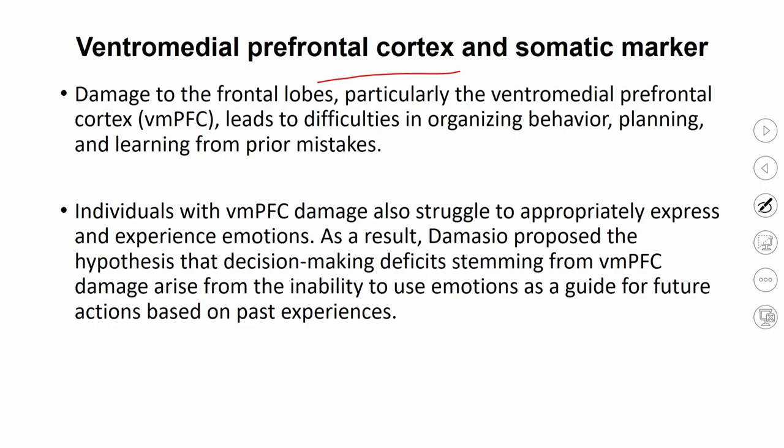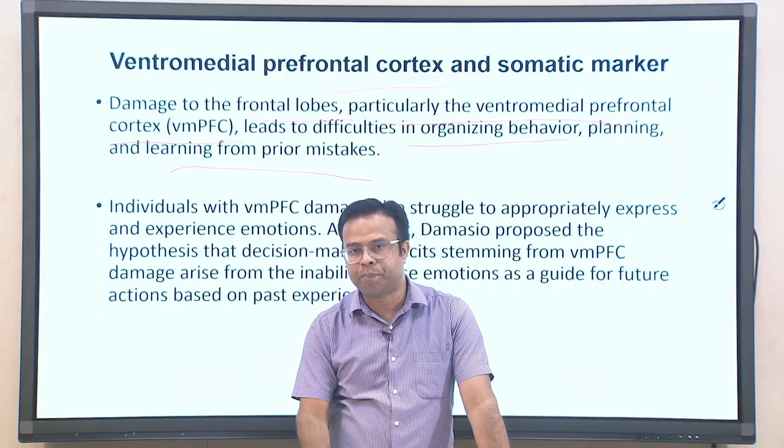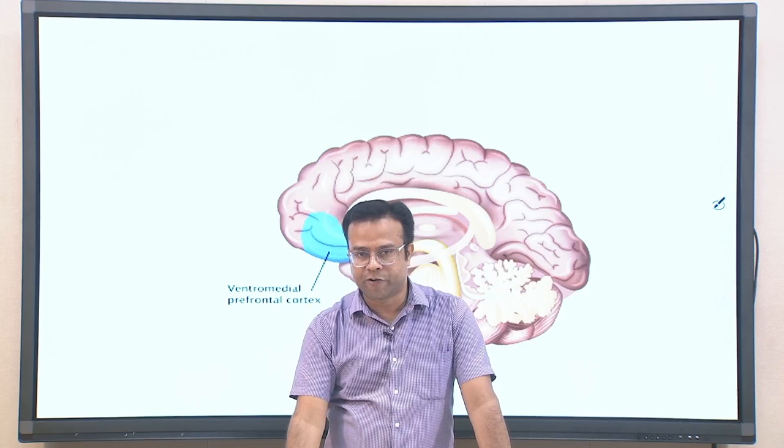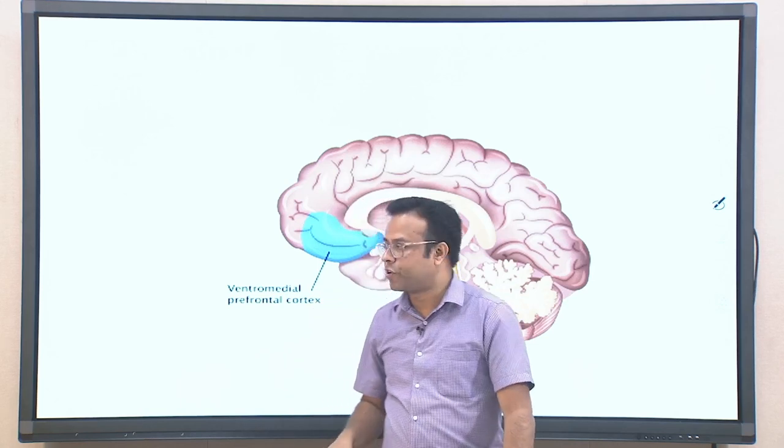Now, research shows that damage to the prefrontal frontal lobes, particularly the ventromedial prefrontal cortex, the frontal part of the brain, will just show the picture. When there is damage in this part of the brain, it leads to difficulty in organizing behavior, planning, and learning from mistakes. So, a lot of the decision making process is hampered when there is damage to the prefrontal cortex.